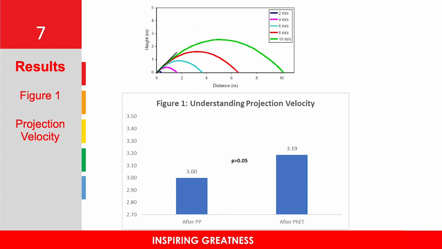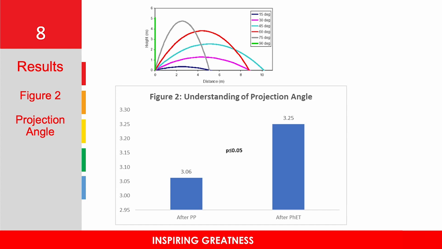In the second result slide, we consider projection angle. In essence, the greater the projection angle, such as 60 degrees in this context, the greater will be the vertical displacement or apex that a projectile will attain. And if the projectile lands at the same level from which it is launched, an ideal angle of 45 degrees will give the best range or horizontal displacement.